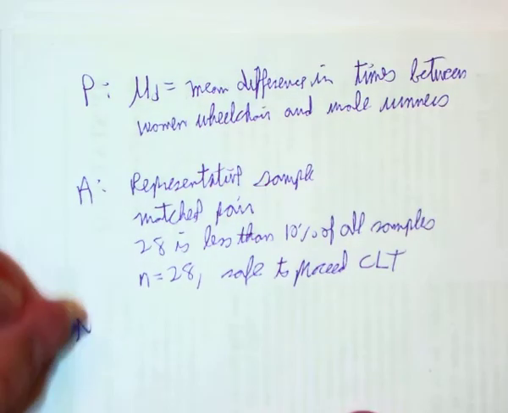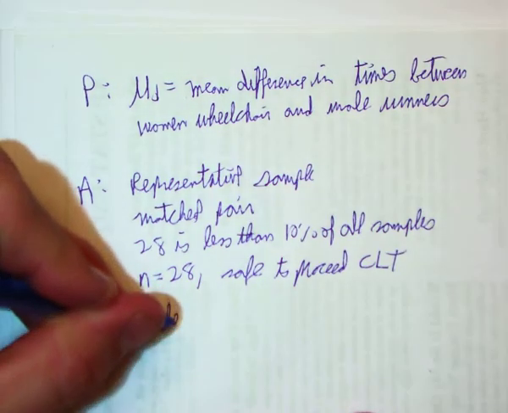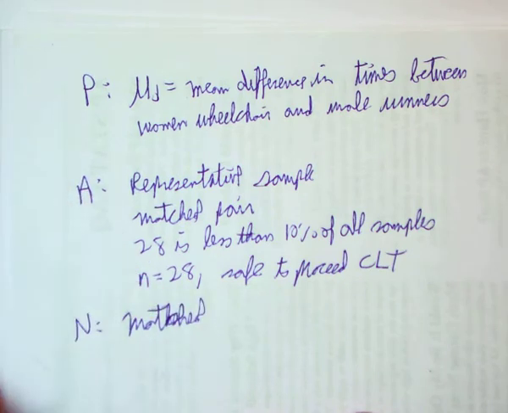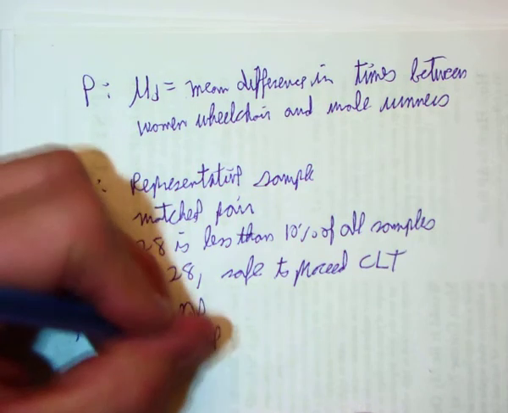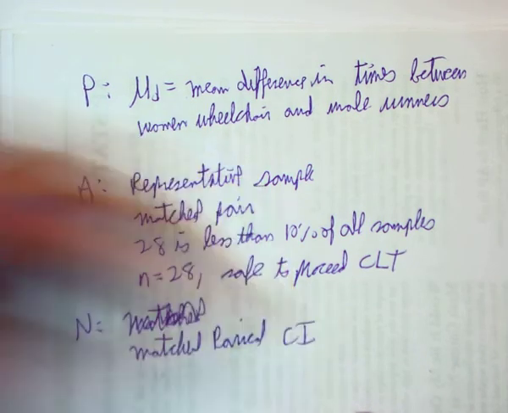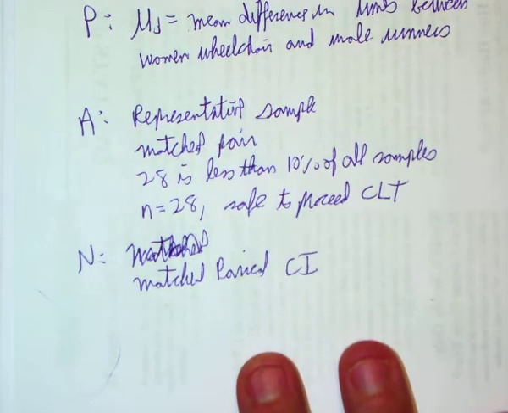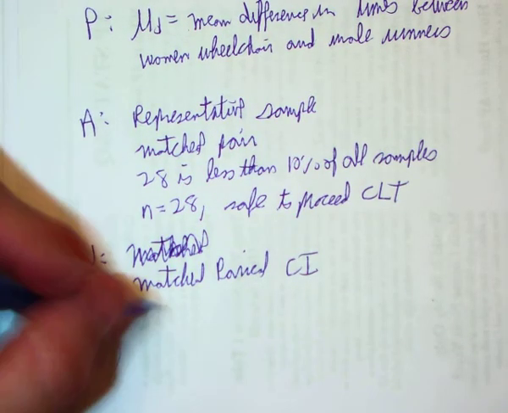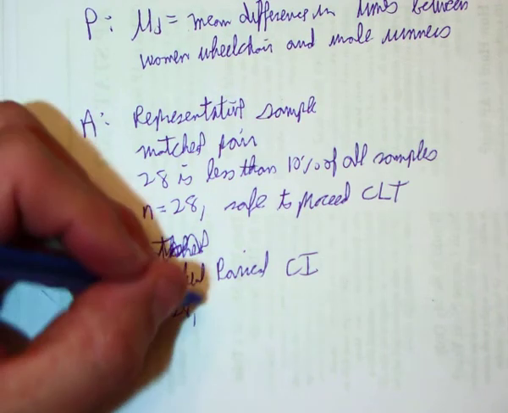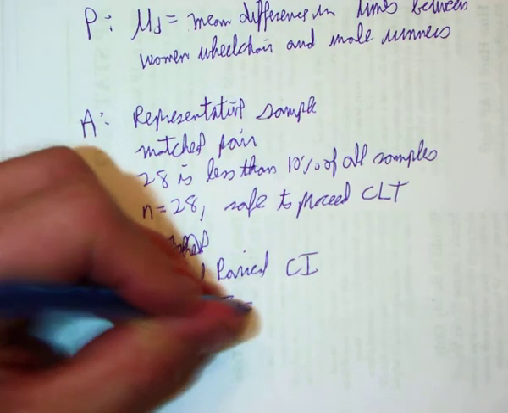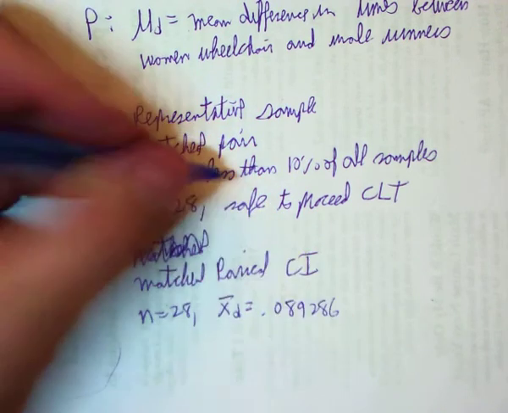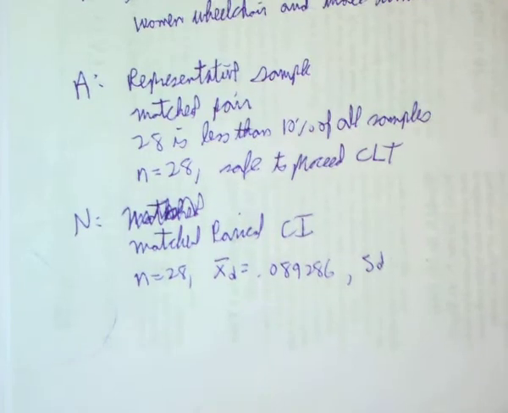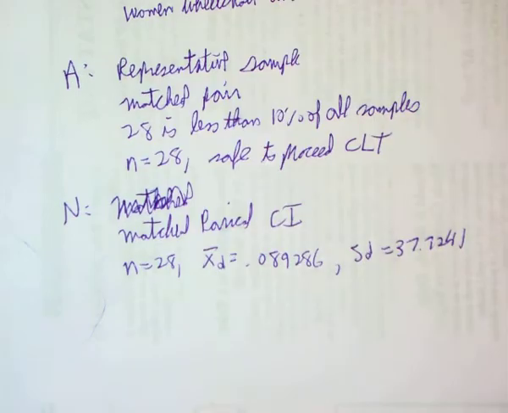Okay. The name of this test is going to be a matched pair confidence interval. Okay. And in this case, we know that n is 28. We know that x bar sub d is 0.089286. And we know that the standard deviation of the difference is 37.7241.